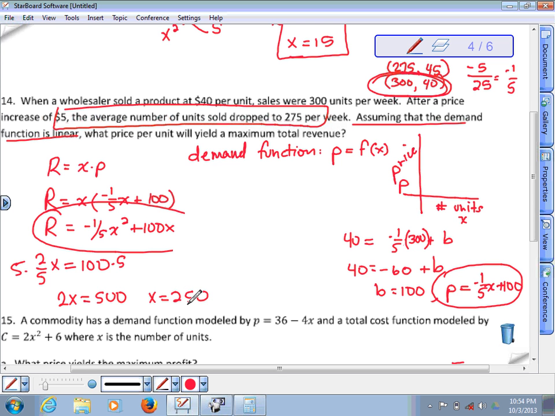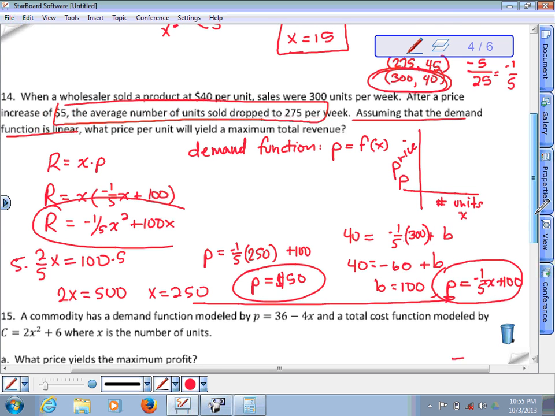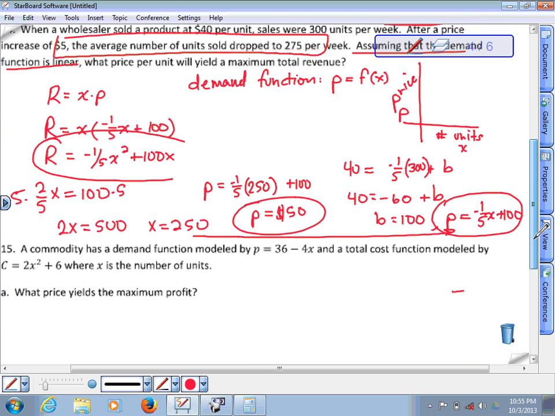This is the number of units you have to sell to maximize revenue, but what price are you going to sell it? So now we have to refer back to the price function here. Okay, price is equal to negative 1/5 times the number being sold plus 100. So negative 1/5 of 250 is negative 50. Negative 50 plus 100 means the price needs to be set at $50 to maximize revenue. And at that price, you'll sell 250 according to the demand function.